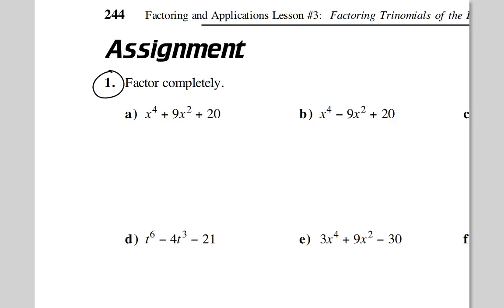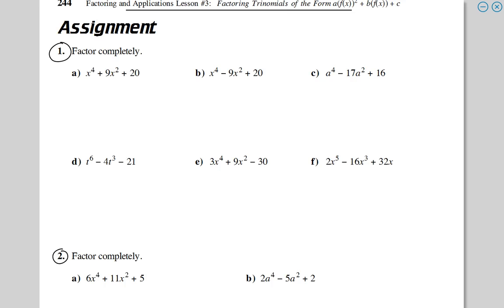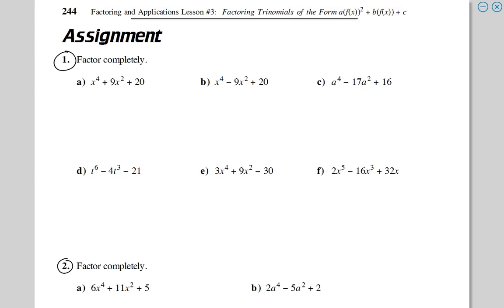Page 244. Let's find one that most people haven't done. Number 1, is there any that I should do? Probably not A, but most people got A. How about F? Let's do 1F. 1F looks challenging.